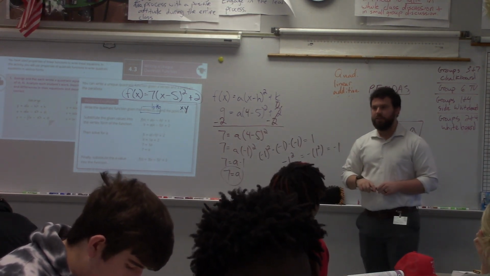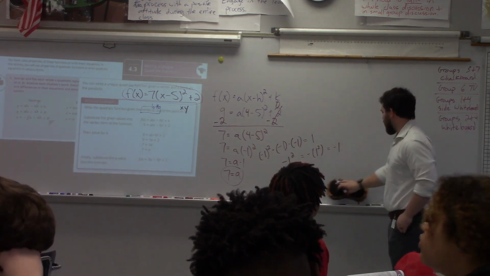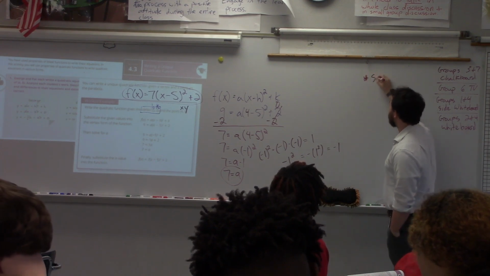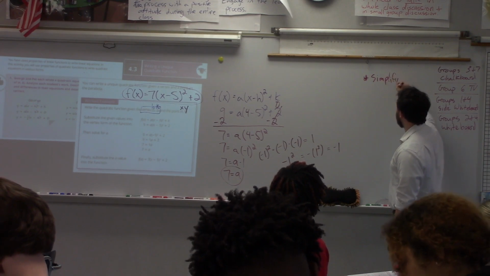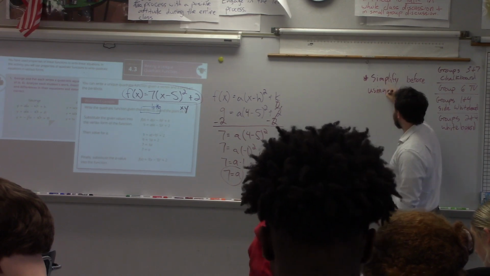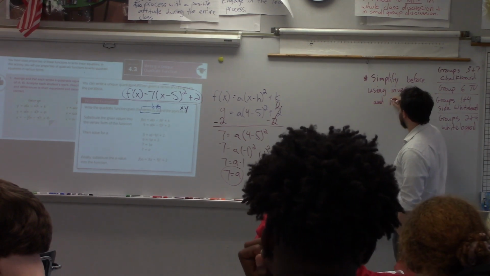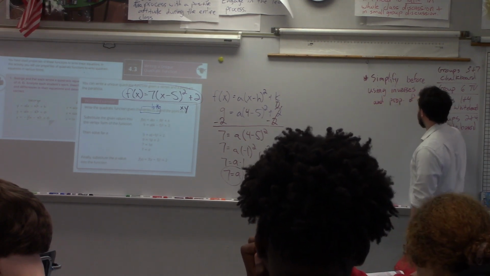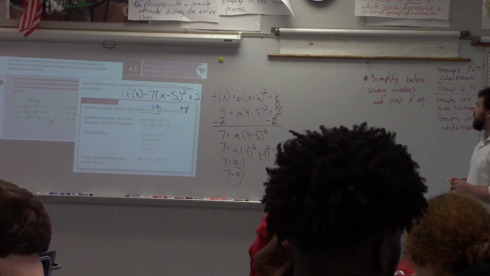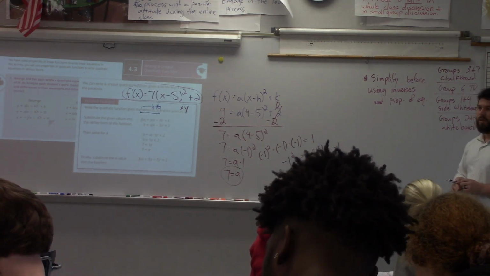One recommendation that I will give, okay, you do whatever you want on this as long as you show your inverses and your properties of equality. I recommend simplifying before using inverses and properties of equality. Okay? I do recommend that you simplify first before using inverses and properties of equality. Do I need to clarify any of that language?